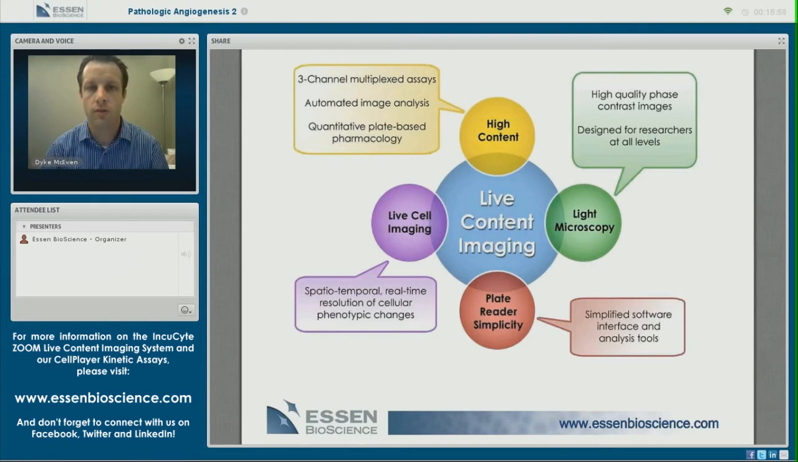Also, we've designed our software to be very intuitive and simplified, such that a new user can pick up the technique very quickly. It's a very intuitive software interface that allows easy analysis of cell populations that can be accessed either from your computer at your desk, or even if you can VPN to your network, you can access from home. So you can look at your cells whenever you would like to see how they're progressing in the experiment.